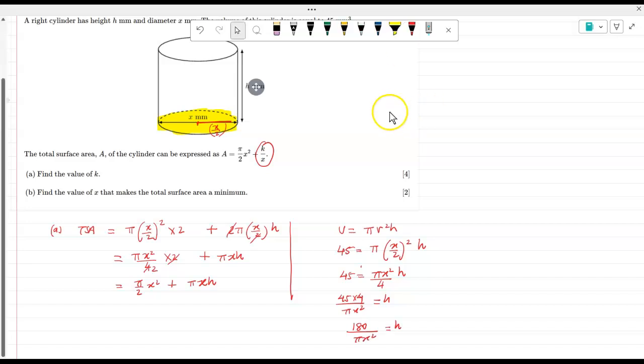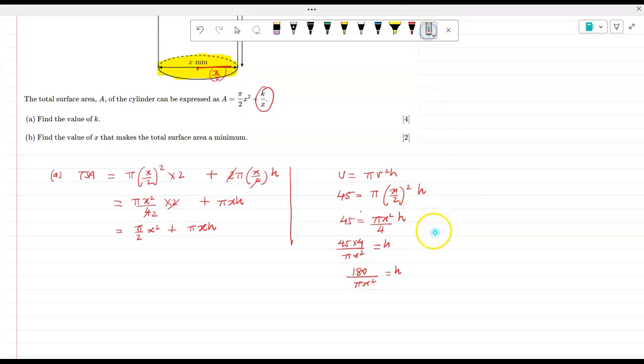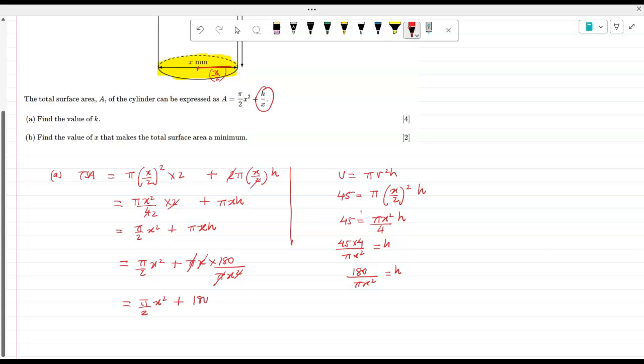Now put this value of h here. So what is that? Pi upon 2 x square plus pi x. What is your h? 180 upon pi x square. Pi will cancel, and one of the x cancels. So this is the right thing. So what's the value of k? 180.